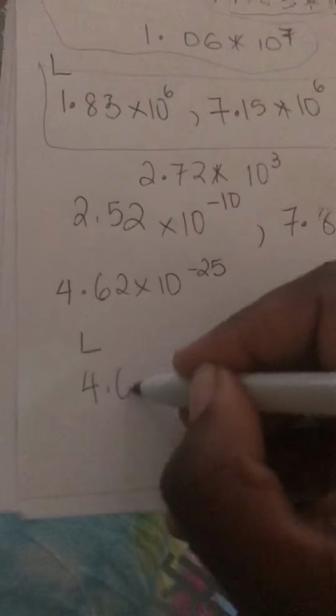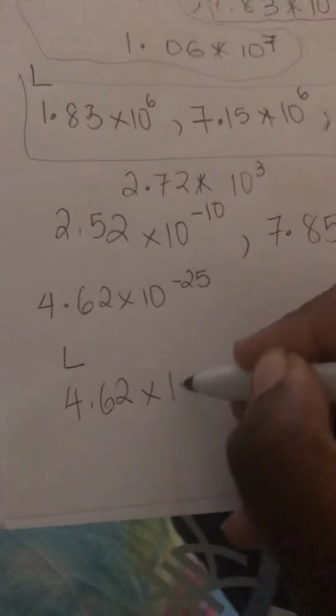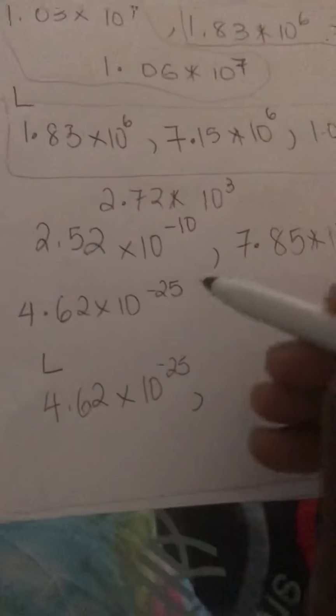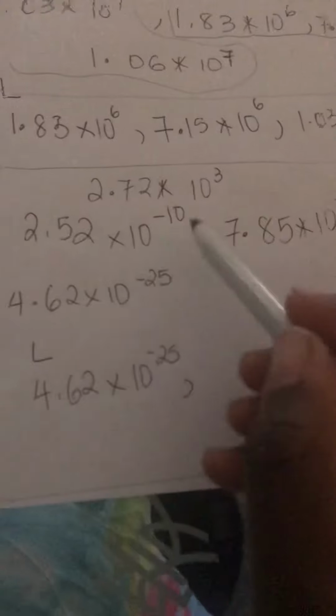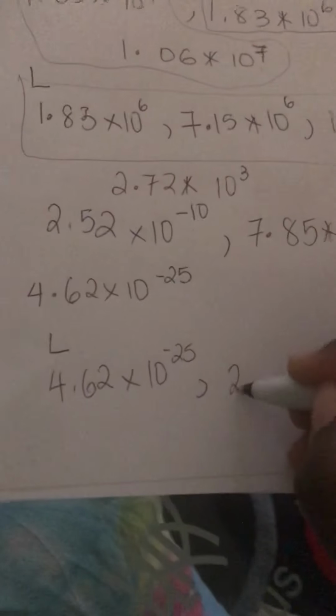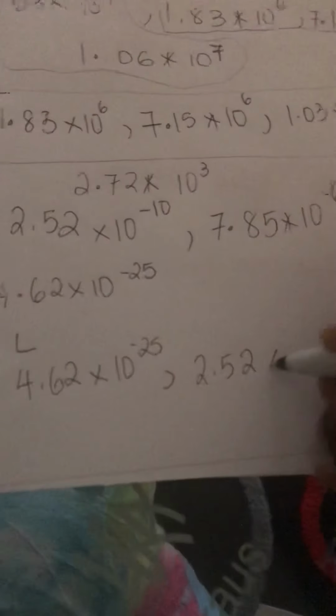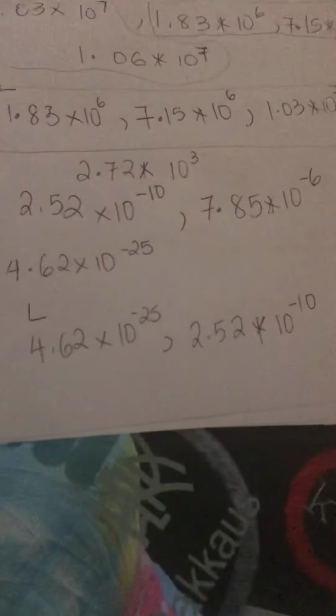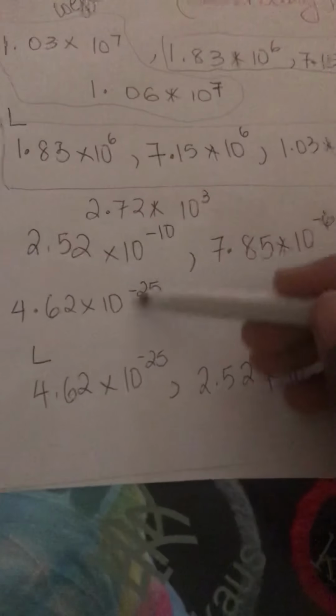So I will start here. So the least is 4.62 times 10 to negative 25. After negative 25 is negative 10. Then I will do 2.52 times 10 to negative 10. So I have finished with these two.